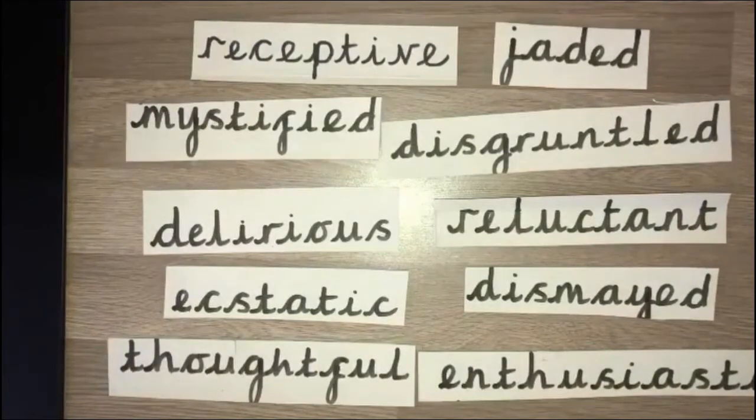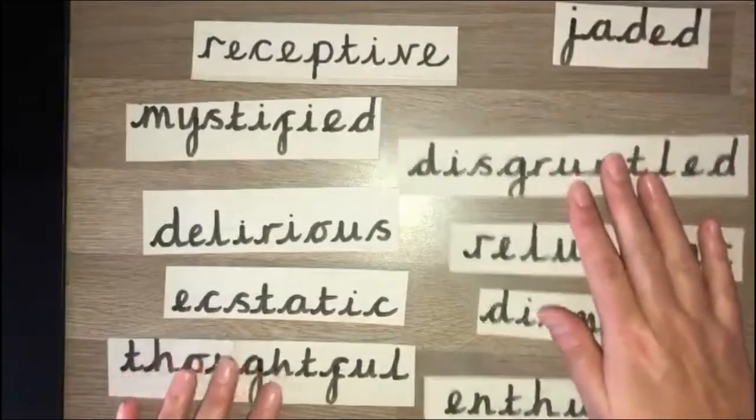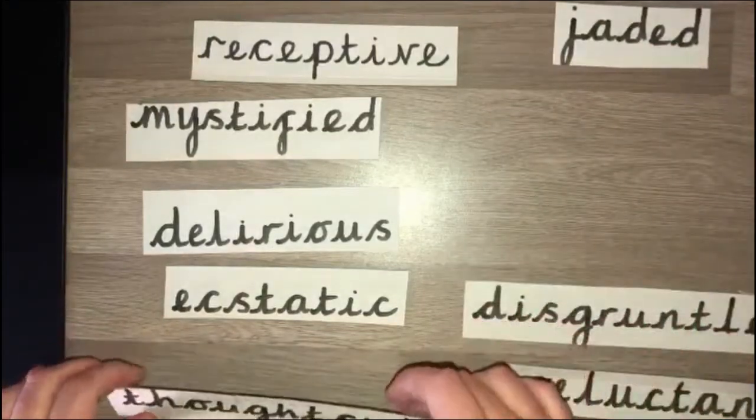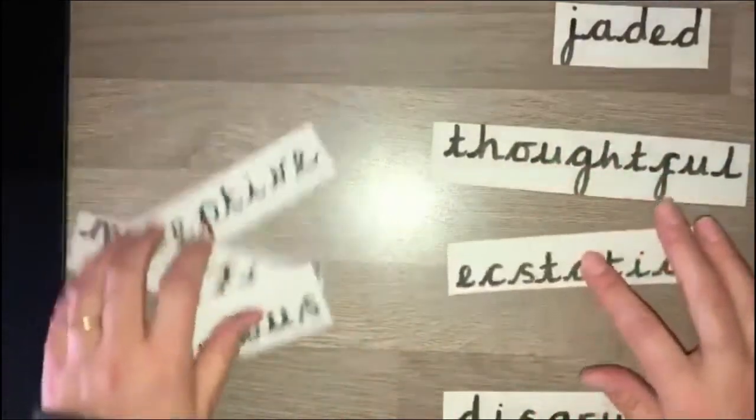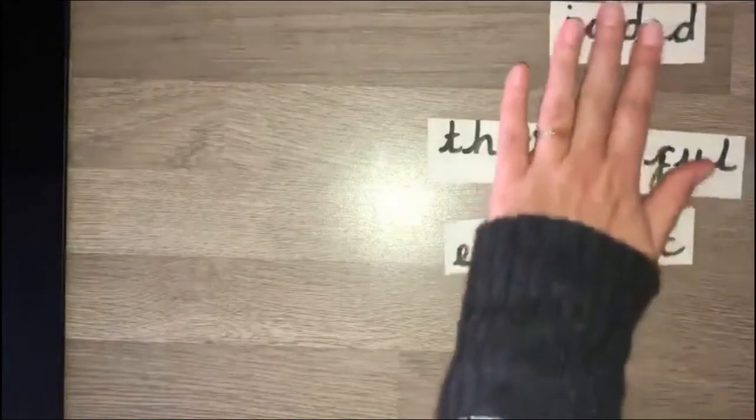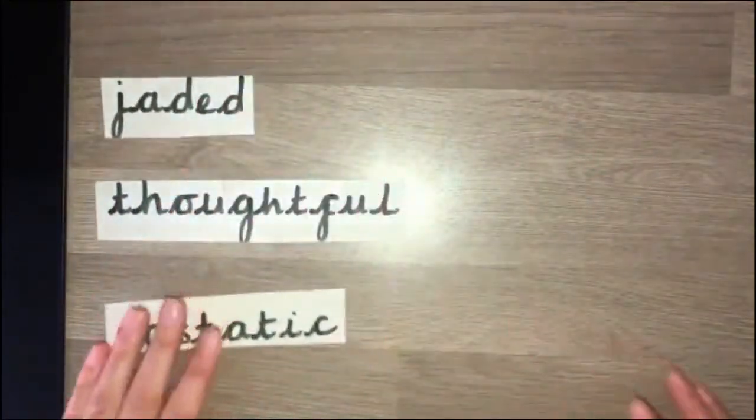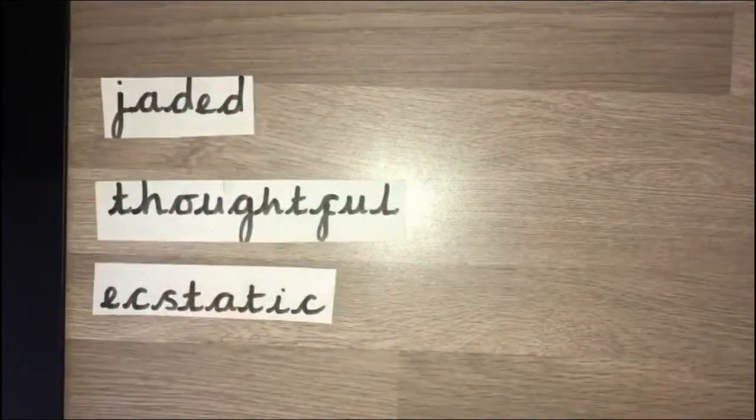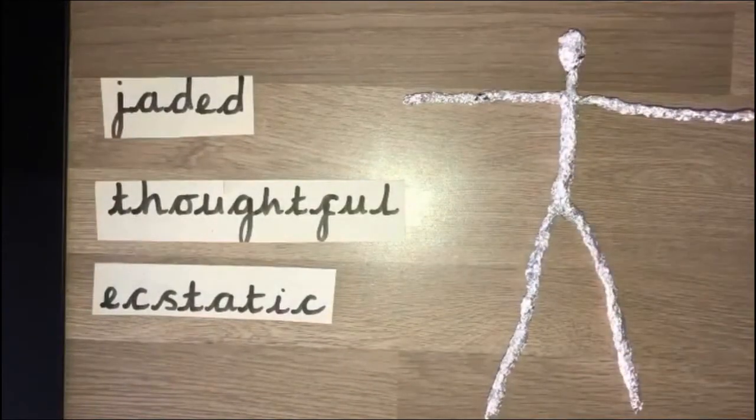Now, I'm going to pick 3 of these words. I'm going to have jaded and thoughtful and ecstatic. I'm going to choose those 3 today. So jaded, thoughtful and ecstatic. I'm just going to move them over here to this side of my screen. So I'm going to pose my sculpture.